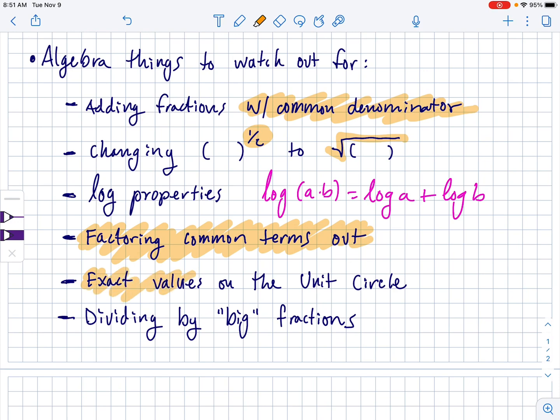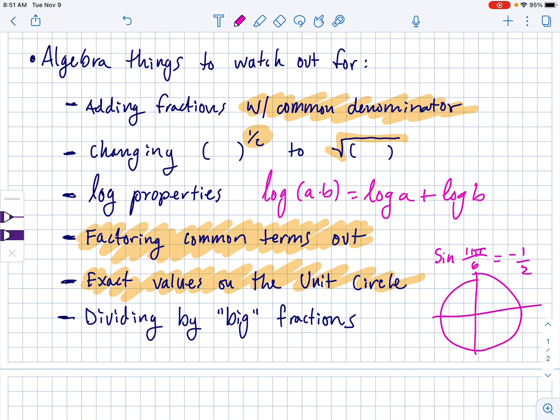There might be a couple problems that involve exact values on the unit circle. So, if I asked you for sine of 11 pi over 6, this is negative 1/2. How did I figure that out? I drew a circle, I put a little triangle in it right here, where this side is root 3 over 2, and this side is negative 1/2, stuff like that.